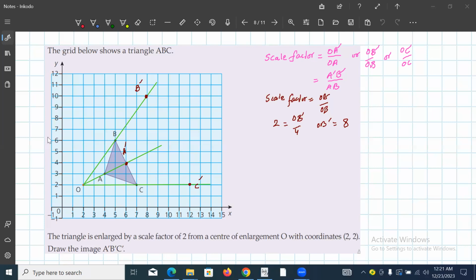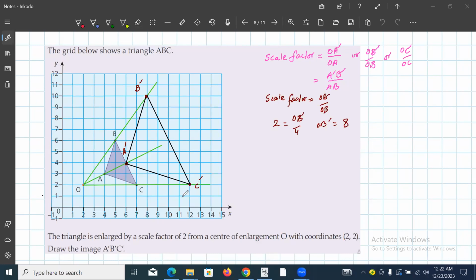Now the last thing, we will connect all the points A dash, B dash, C dash: A dash to B dash, B dash to C dash, and A dash to C dash. So A dash B dash C dash is our required enlarged shape of ABC.